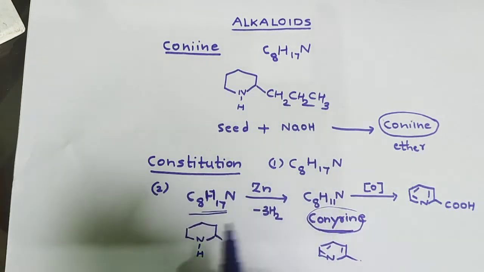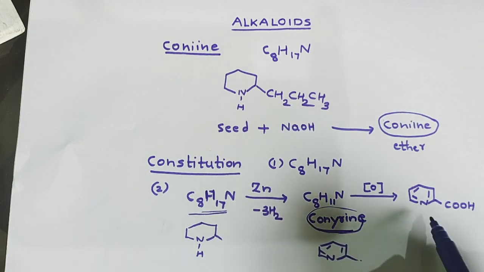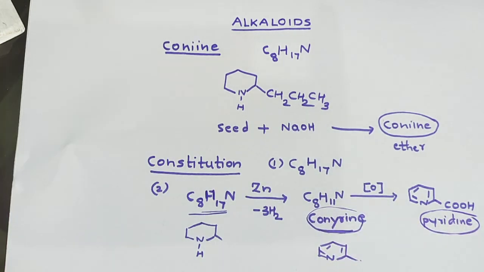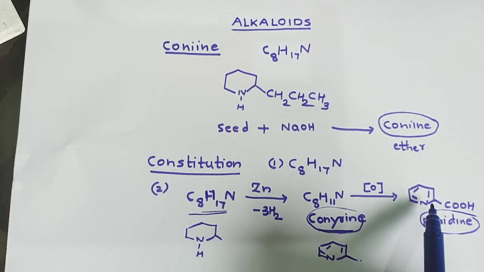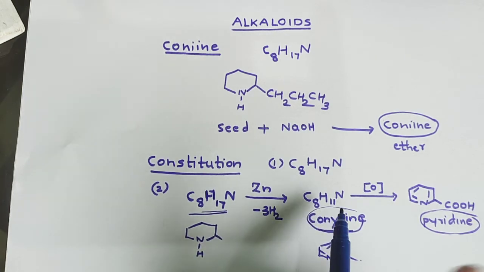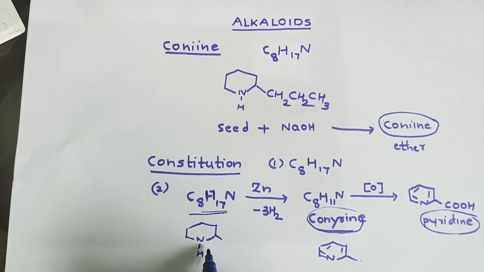I repeat. This molecule on distillation gives you this. This on oxidation gives you pyridine carboxylic acid. Now, since you are getting a pyridine carboxylic acid, this molecule should also contain pyridine. But this is formed by loss of hydrogen. This means it should contain piperidine, because if two hydrogens and two hydrogens are removed, then only you are going to get this. That means this contains this nucleus.